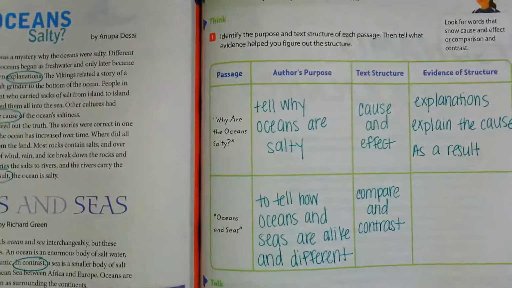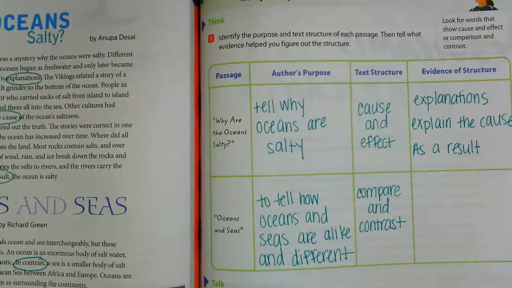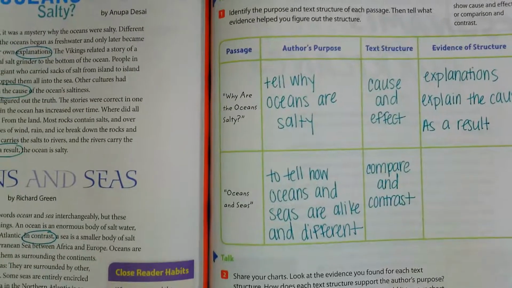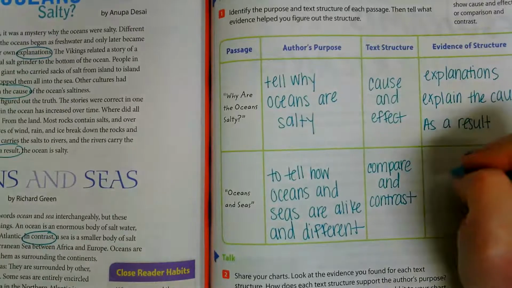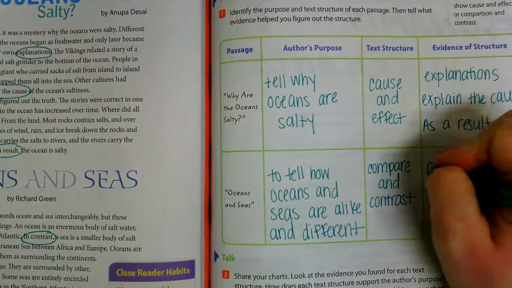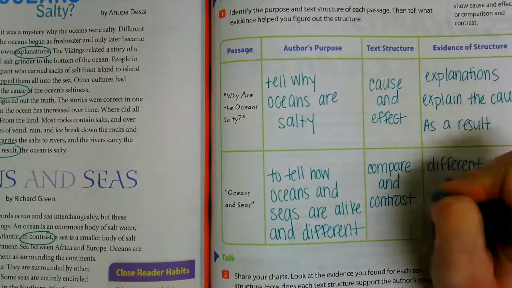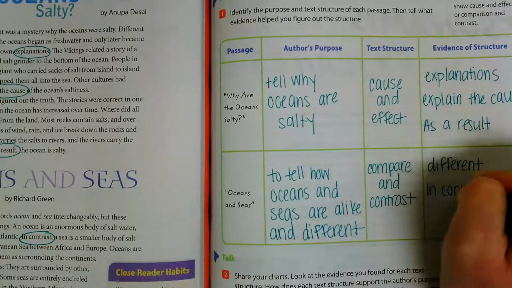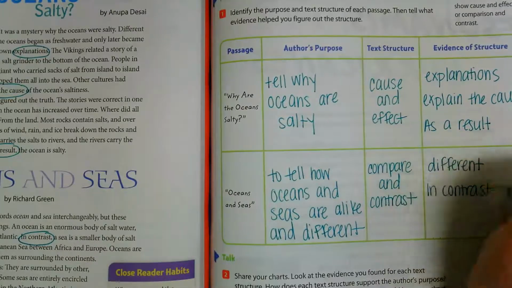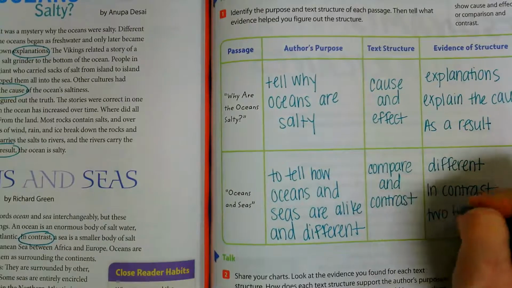And then the last thing we're going to do, we're going to provide that evidence for the structure. We're going to go back to those clue words that we found in the passage, and we're going to add them to this part of our chart. So words like different, in contrast, and two things in common.